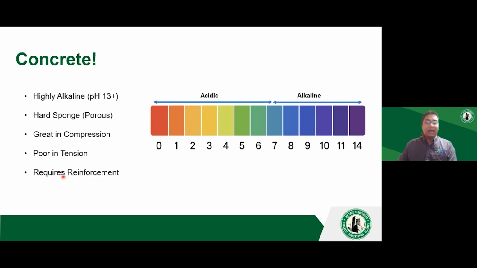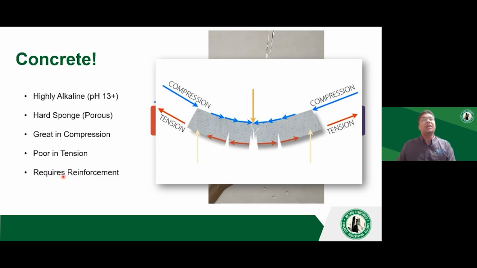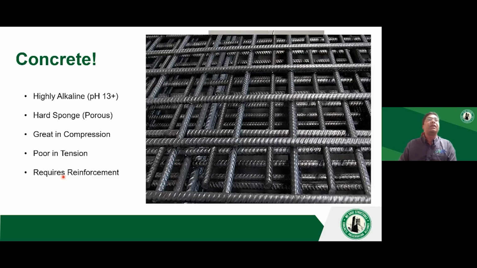We know concrete is highly alkaline. pH is typically of 12.5 to 13. But concrete is like a hard sponge. It will absorb anything and everything that comes in contact with it. It can be chlorides from your de-icing salts or from marine exposure. It can be acids from your soil. It can be carbonation or carbon dioxide from your vehicle emissions in your parking garages. So it will absorb anything that comes in contact with it. If these species get to the rebar, that is what causes the corrosion of steel. It does really well in compression and does poorly in tension, and that's why we need reinforcing steel.